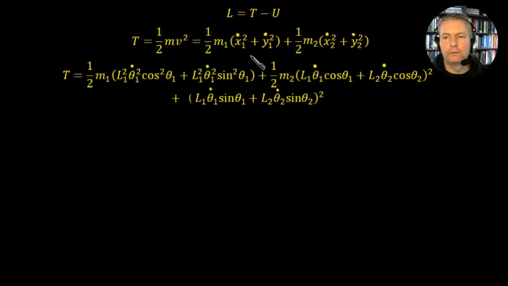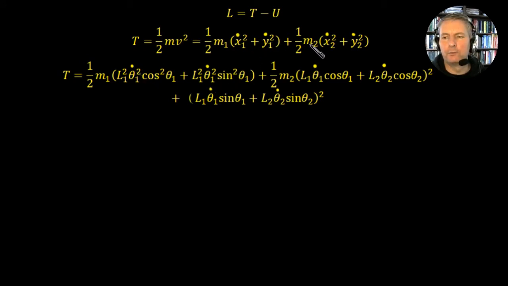So if we take our four velocity equations that we've seen in the last slide and we just substitute them into this equation here, then we can see that for our x1 dot squared, we'll have L1 squared theta 1 dot squared cos squared theta 1. For our y1 dot squared, we're going to have L1 squared theta 1 dot squared sine squared theta 1. So I've just put the velocity equations into this equation and I've squared each of them. So check the velocity equations there and ensure that you agree with these values that I have.